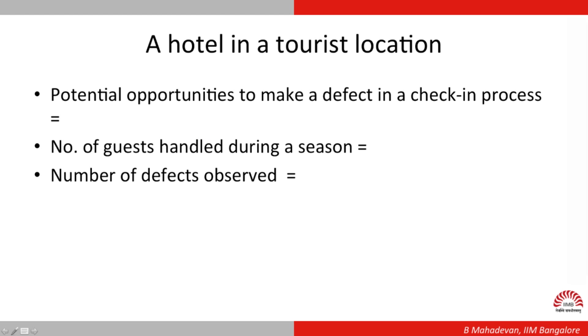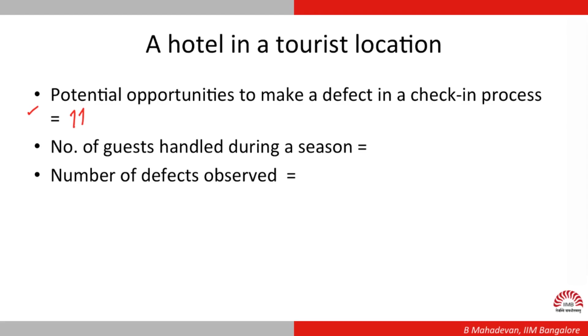Let us take a numerical example to understand this. Let us say we are looking at a check-in process in a hotel. So, the potential opportunities to make a defect in a check-in process, let us say, is 11. Previous studies show that there are 11 possibilities. Taking the guest's name wrongly or not remembering to take certain details, like that, it could be some 11 possible ways by which defects can happen in that check-in process.